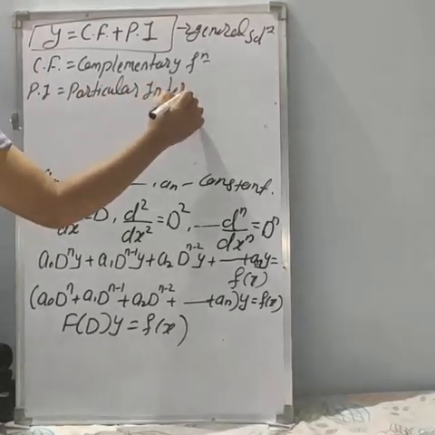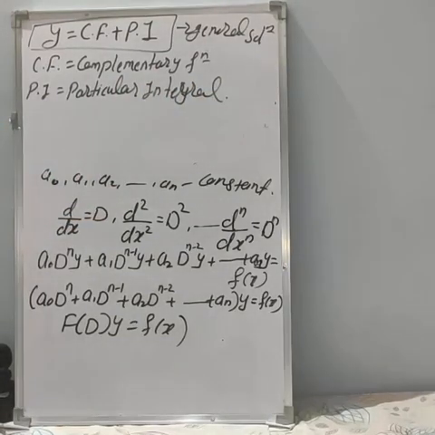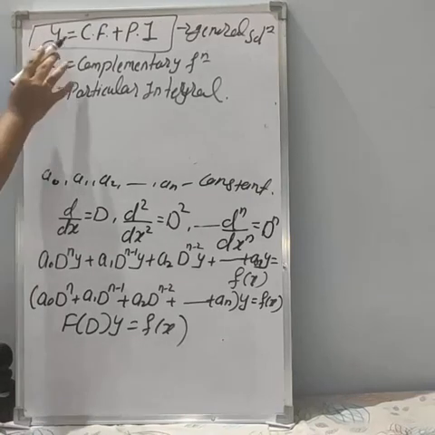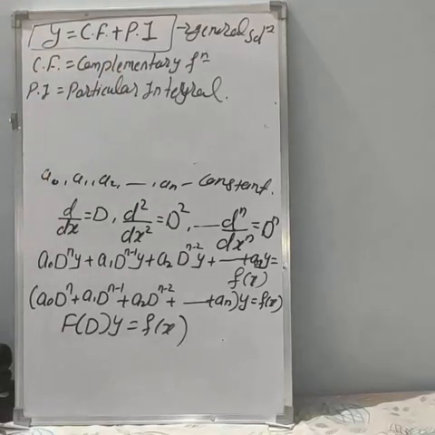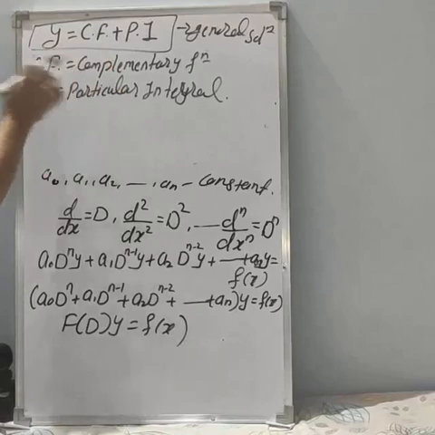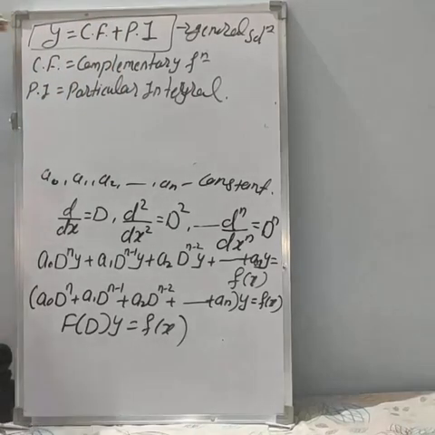If you compare differential equations 1 and 2, differential equation 3 is very easy. We know the general solution is given by y is equal to complementary function plus particular integral. But how to find the complementary function? How to find the particular integral? First, we will see how to find the complementary function.